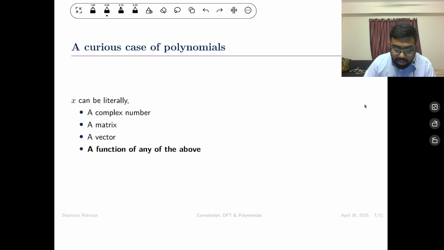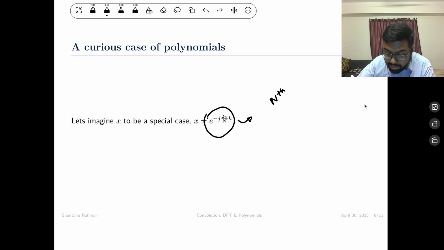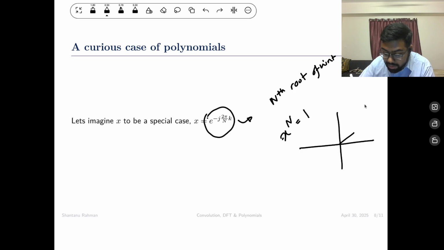So let's just say x is a function, a very special function. Let's set x to be this monstrosity here. I say it's a monstrosity, but if you look at it, it's just the nth root of unity, which means it's just the solution of x to the power n equals 1, in the complex plane.